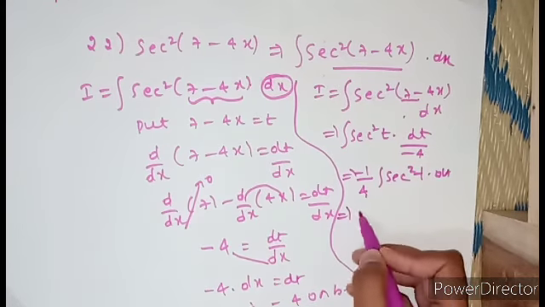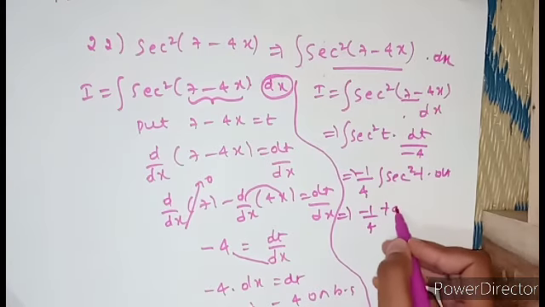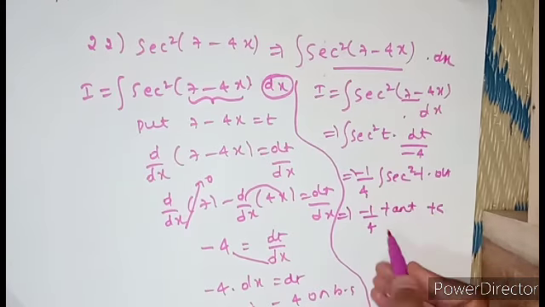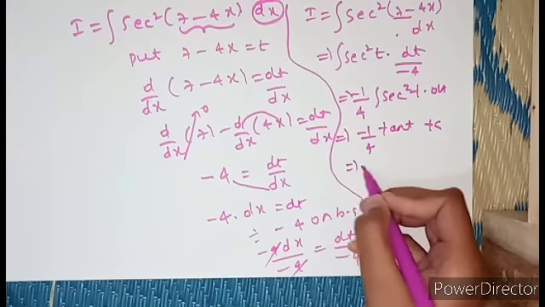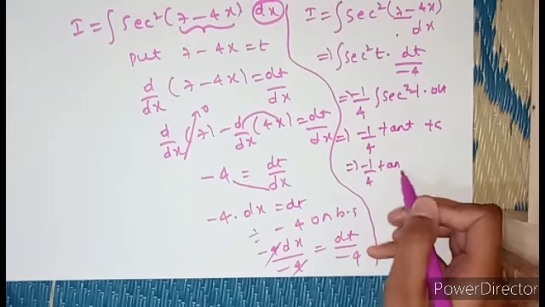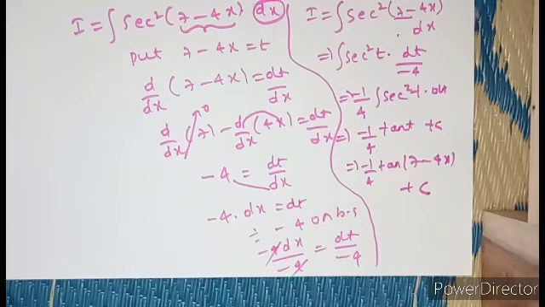The integration of secant square t is tan t, plus c. Now substitute back your t. Minus 1 upon 4 tan of t, here 7 minus 4x, plus c. So this is the required answer.